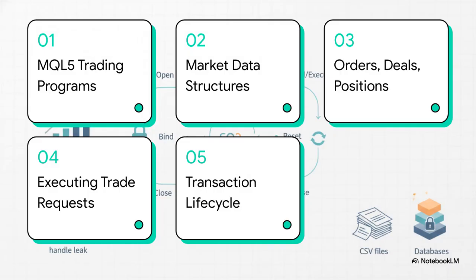So here's our macro to micro roadmap for today. First, MQL5 trading programs. Second, market data structures. Third, we'll untangle orders, deals, and positions. Fourth, executing trade requests. And finally, number 5, tracking the trade transaction lifecycle. Simple enough, right? Let's get to it.